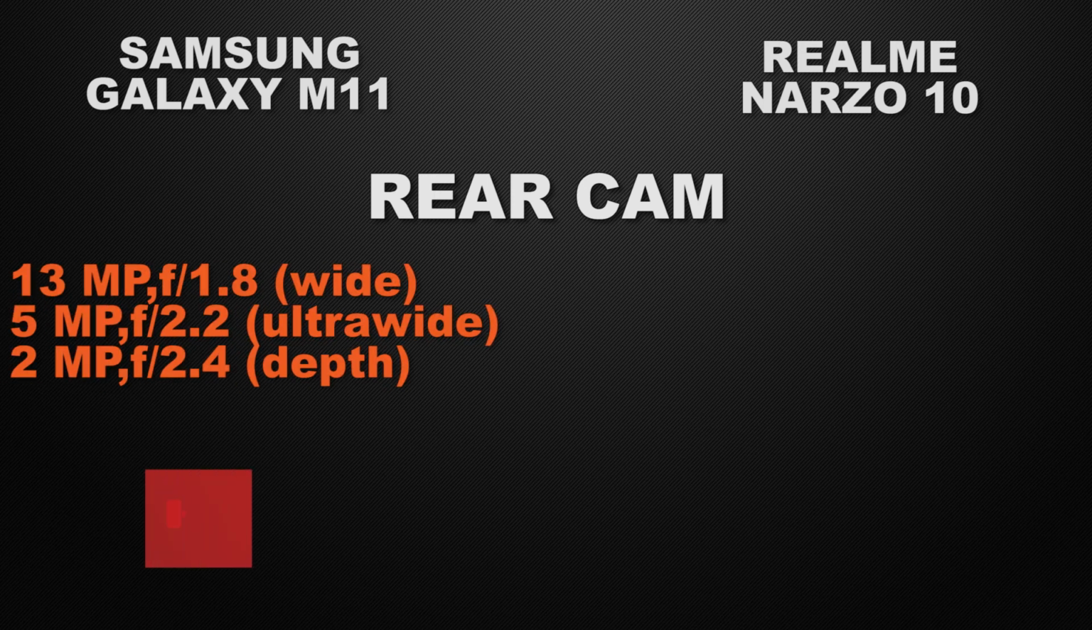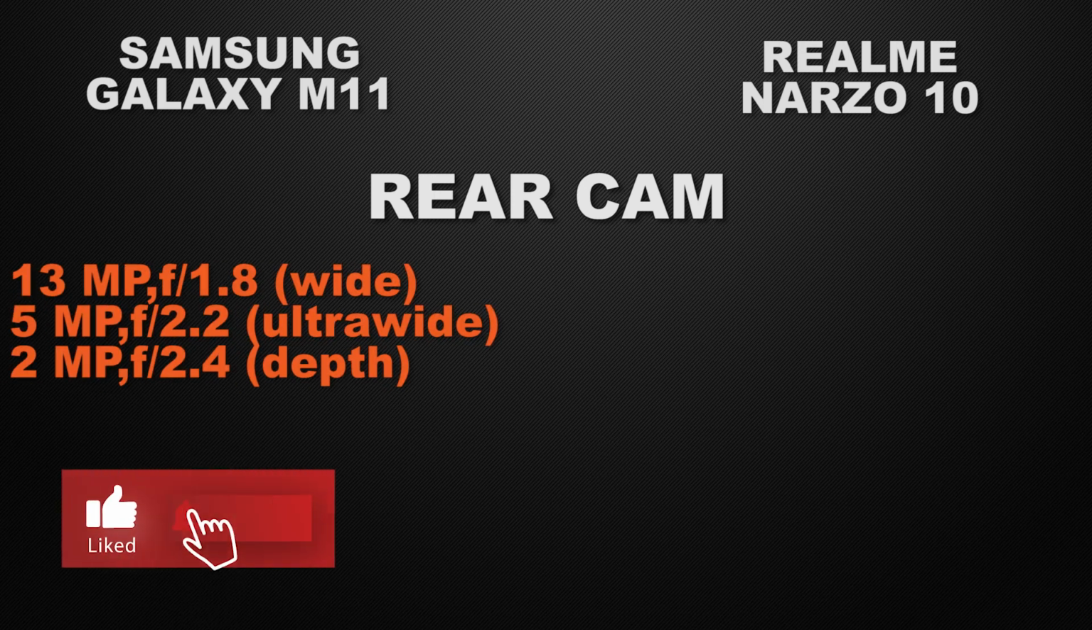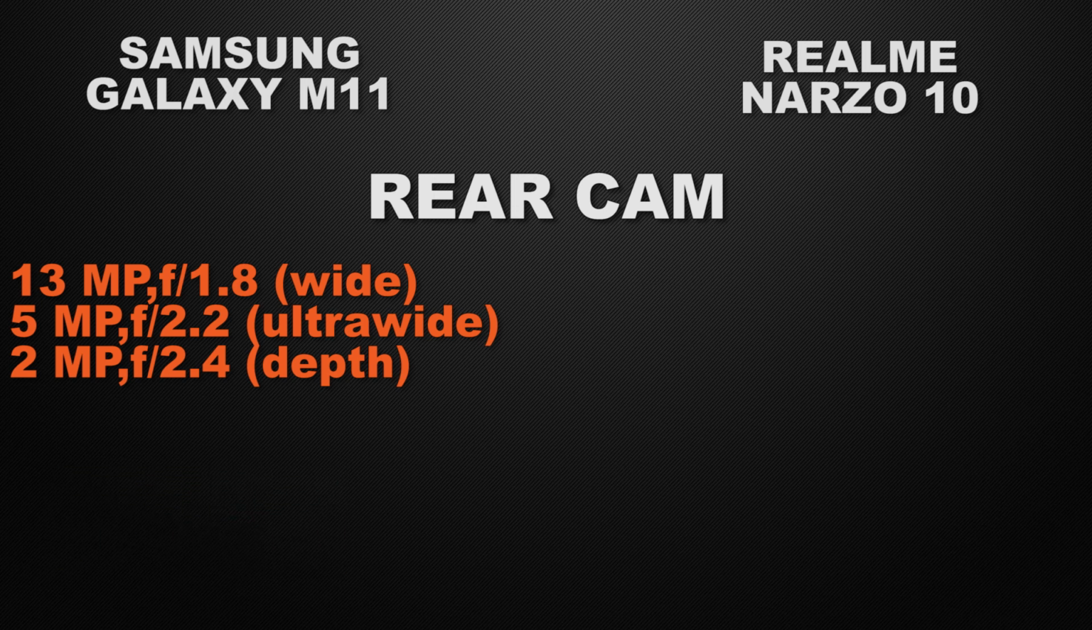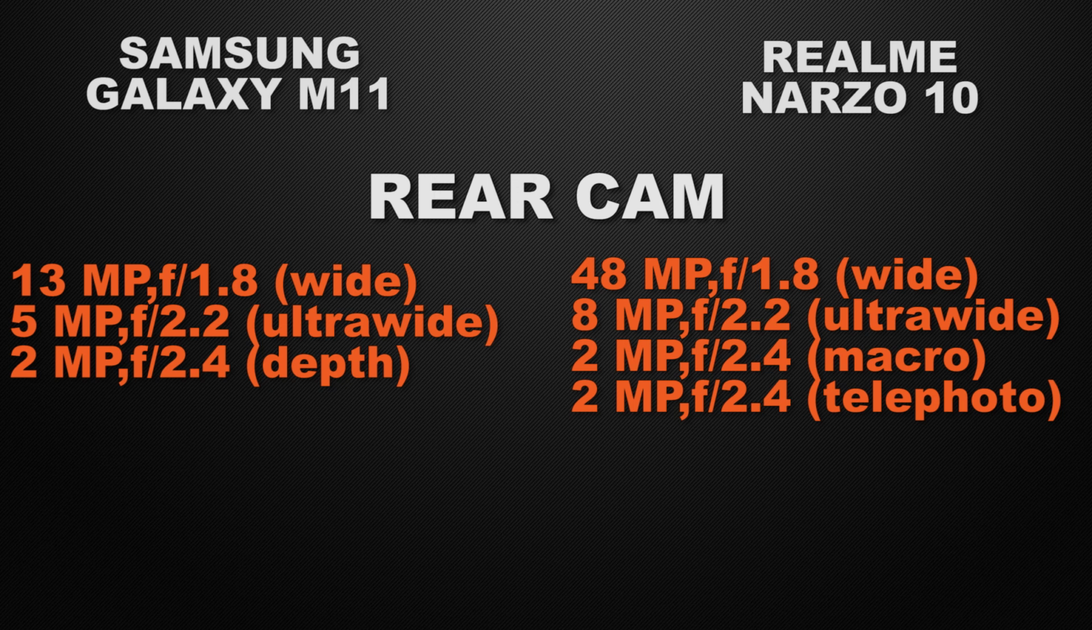Moving to the camera of the devices, let's start with the rear camera of the devices. M11 has a triple camera setup, 13 megapixel wide camera, 5 megapixel ultra wide camera and 2 megapixel depth sensor. And Narzo 10 has a 48 megapixel wide camera, 8 megapixel ultra wide camera, 2 megapixel micro camera and 2 megapixel telephoto camera. So the clear winner here is Realme Narzo 10 because of the quad camera setup.